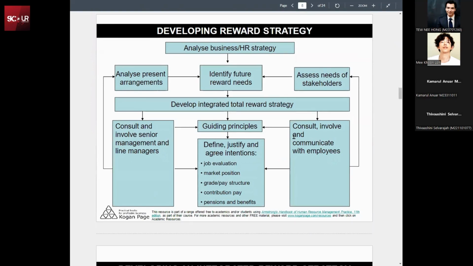involvement, and communication with employees in terms of guidance, in terms of all of these, okay, all of the job evaluation system, market position, and also consult and involve the senior management and put it together. The senior management will analyze and present the arrangement to identify again the future reward needs. And also, all the employees need to get access to the stakeholders who will be the people that we apply to. So this is how we need to develop reward strategy. In the final exam, we have this question. So you need to understand what the process is.